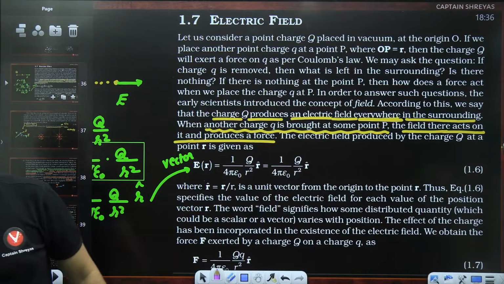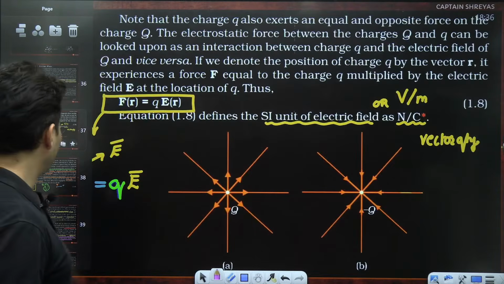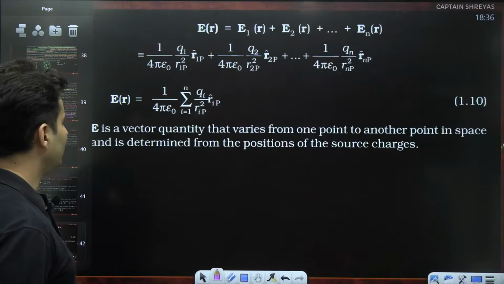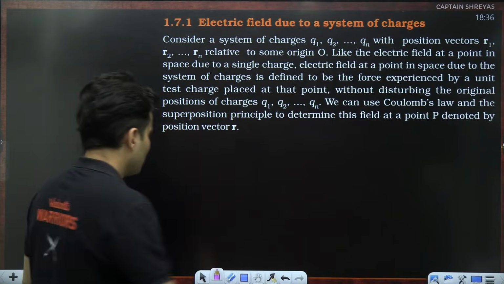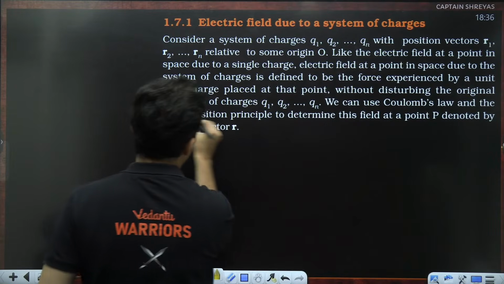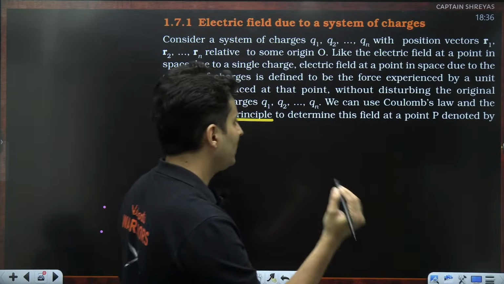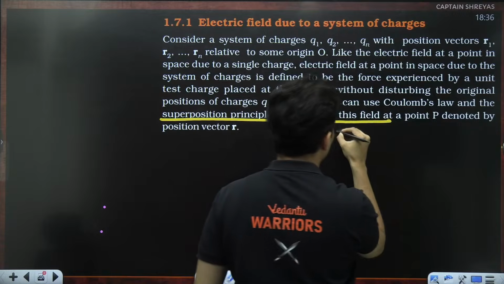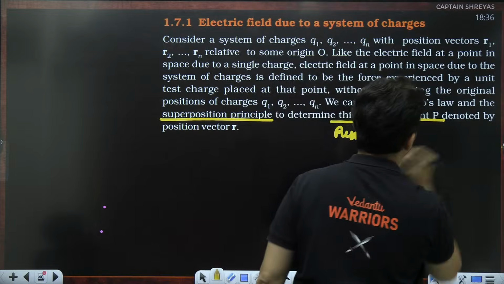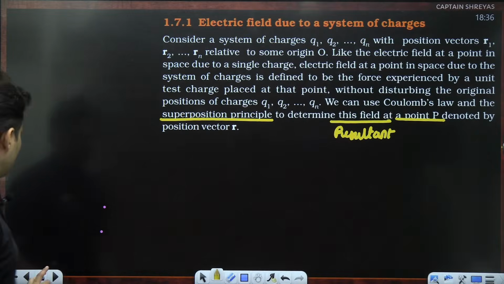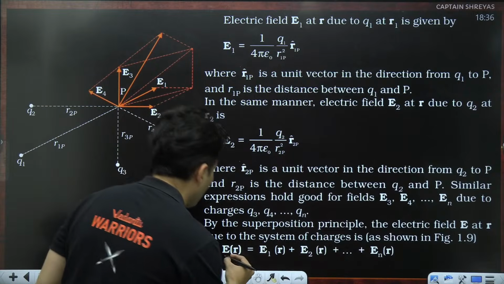Okay, perfect. So what is that particular resultant field given by? Superposition principle again. Remember the superposition principle, same thing. The superposition principle can give you the resultant field at any point by just adding all of them. That's it. Adding all the fields.